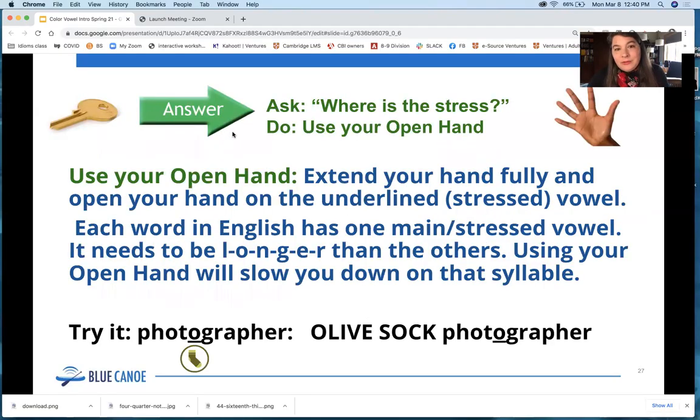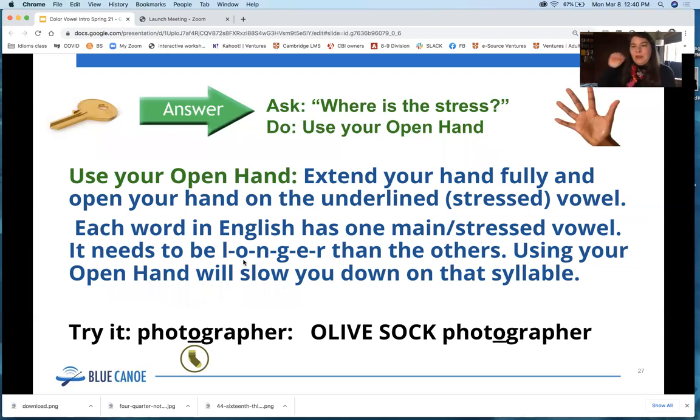So here's the answer. You ask, where's the stress? And you use your open hand like this. To use your open hand, extend your hand fully and open your hand on the underlined stress. Don't go like this. You want to go like this. Okay?